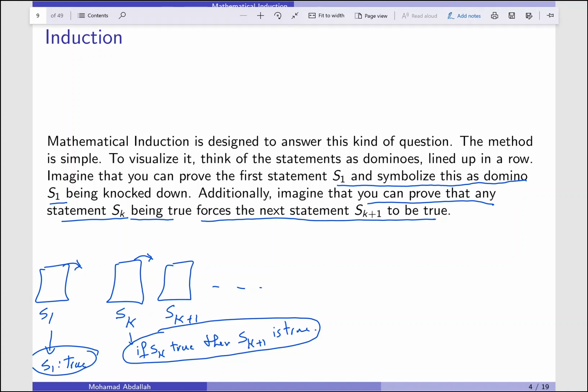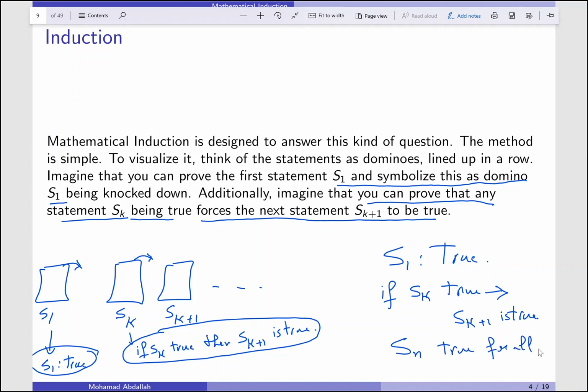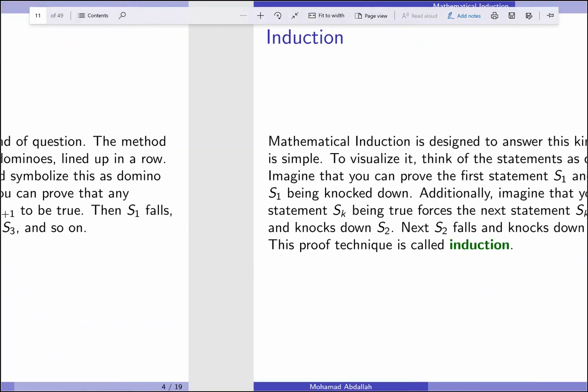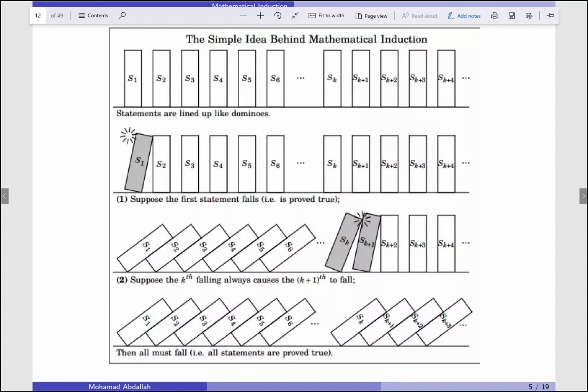And if I relate this to the statements, this can be translated as follows. If S1 is true, and if I can show that if Sk is true, then Sk plus 1 is true, then this means what? This means that Sn is true for all n. This is the idea of proof by induction. And here's a figure that's going to summarize the idea.